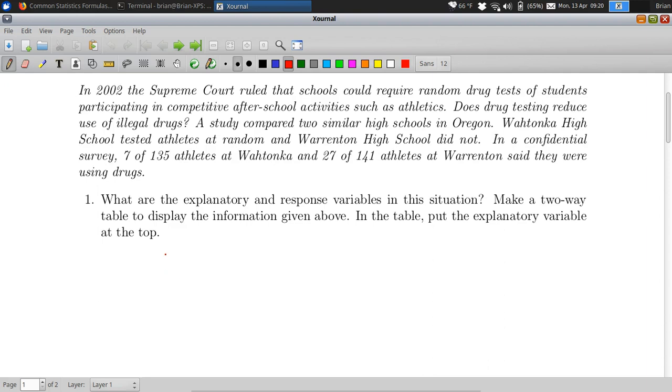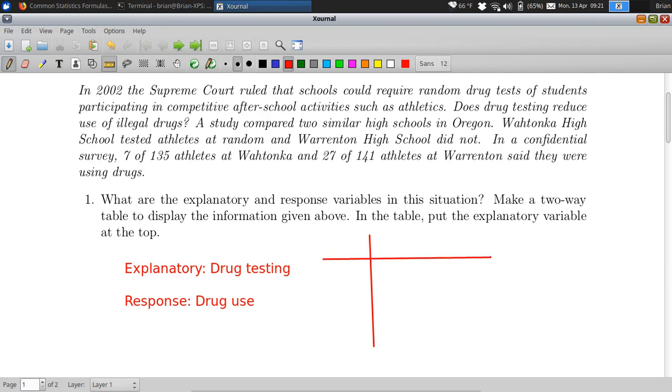Okay, so now my answer to which one is which is that we want to know if students are using drugs, and we think that something might affect that decision, right? And that's the drug testing. So the drug testing would be explanatory, whether the schools did random drug testing or not, and then the response variable is drug use, were people using illegal drugs. We haven't done two-way tables in a while, but now that we're comparing two different population proportions, this is a natural situation to put your data into a two-way table.